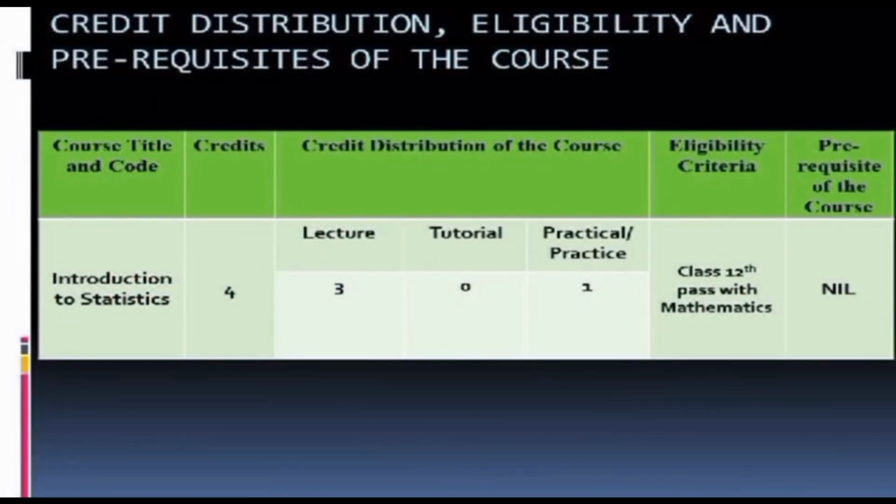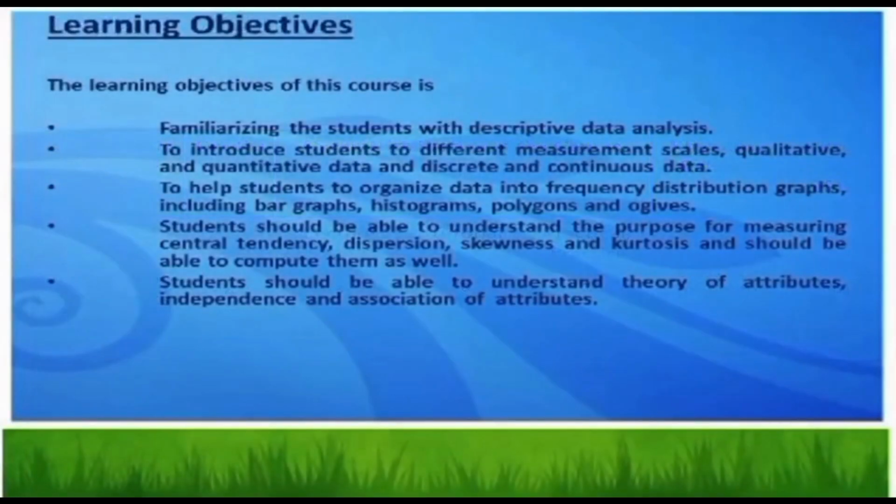For the paper, the credit distribution, eligibility, and the prerequisites are as follows. It's a 4-credit course with 3 lecture credits and 1 for practical. The eligibility criteria is you must have passed class 12th with mathematics.